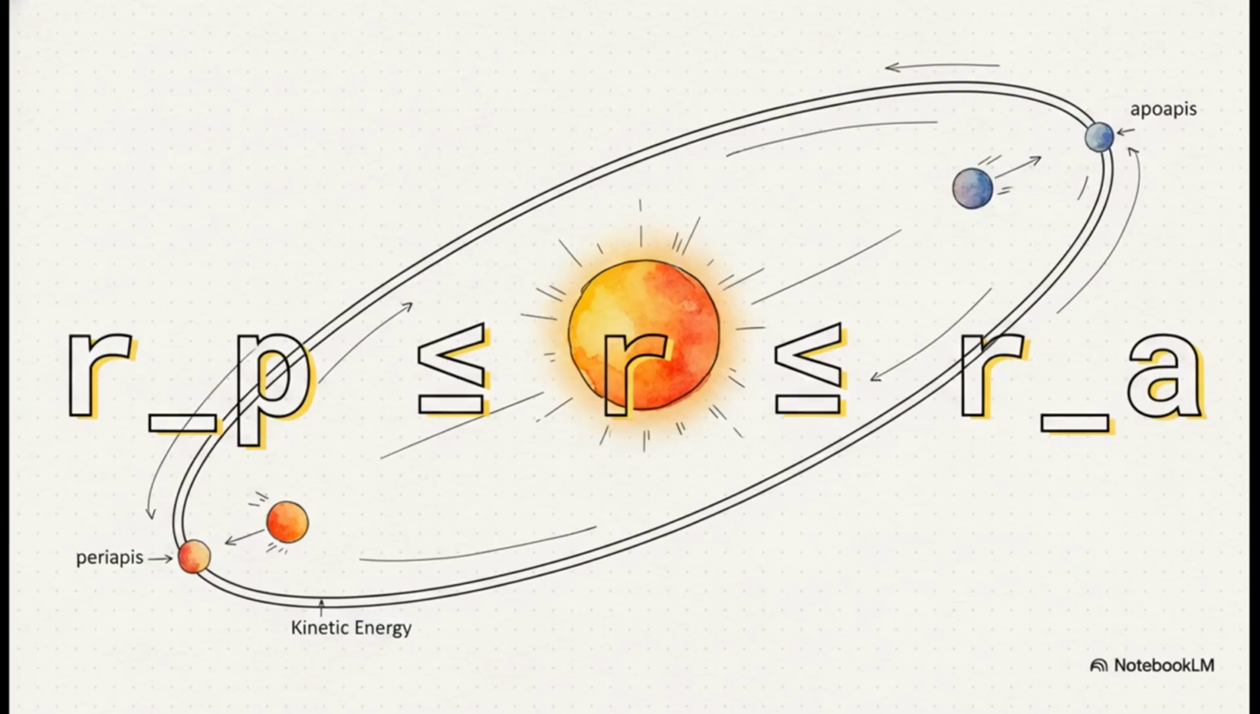Your distance r is confined. It can never go to infinity. It's perpetually trapped between a minimum distance, called periapsis, and a maximum distance, apoapsis. You're forever on that roller coaster we talked about, trading speed for altitude and back again, over and over.